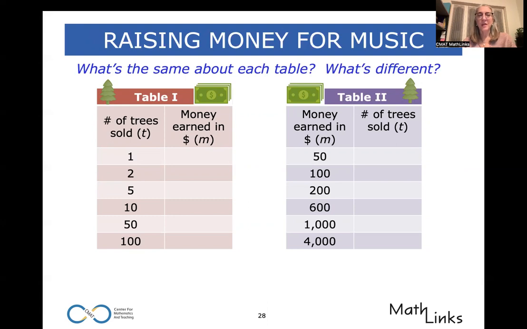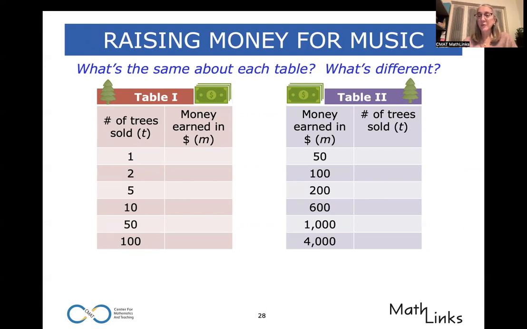Attention should be focused on this problem context and the tables started on the slide. What's the same for each table? They both keep track of the number of trees sold and money earned in dollars. What's different with each table?